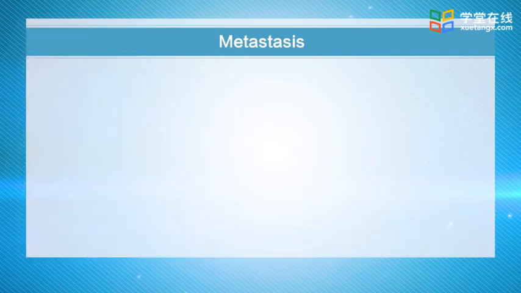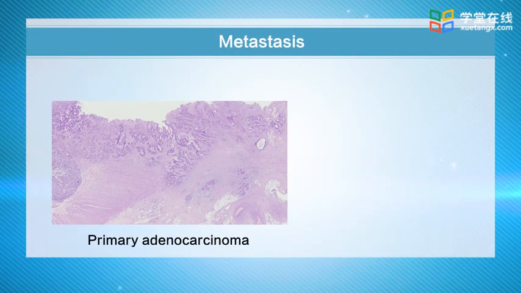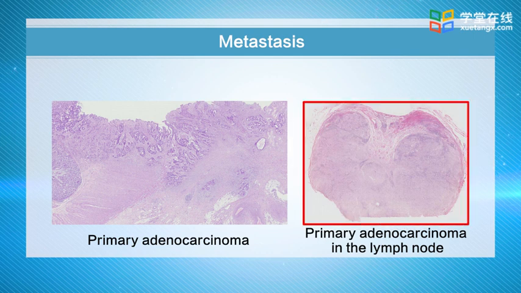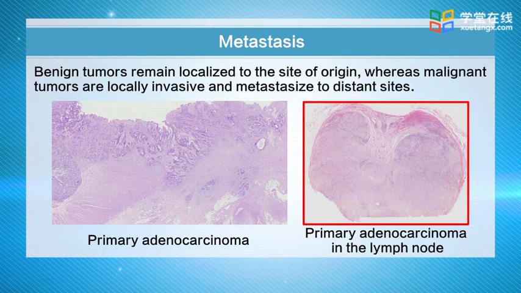Let's look at the colon adenocarcinoma again. Glandular structure similar to primary adenocarcinoma was found in the lymph node, indicating metastasis.